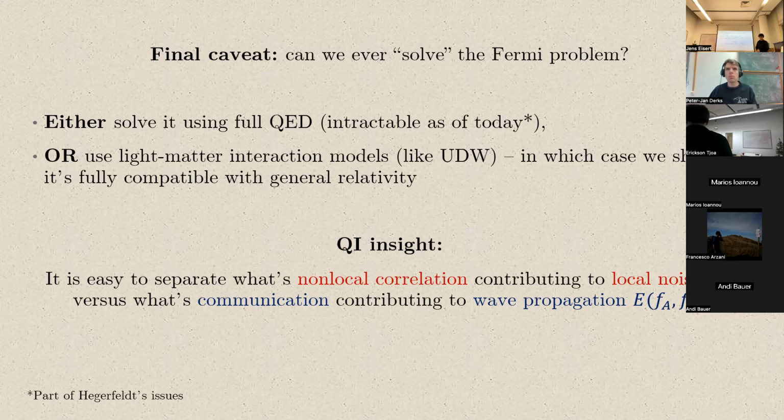But the other alternative, which is what I champion, is that you can use light-matter interaction models like the Unruh-DeWitt model. It may not be the only one you can use, but in this case, you can actually show that it is fully compatible, not just with special relativity, but with full general relativity. And the quantum information insight really is that you have to separate the non-local correlations coming from the ground state of your many-body system, which is the quantum field theory, from the ones coming from signaling due to the propagation.